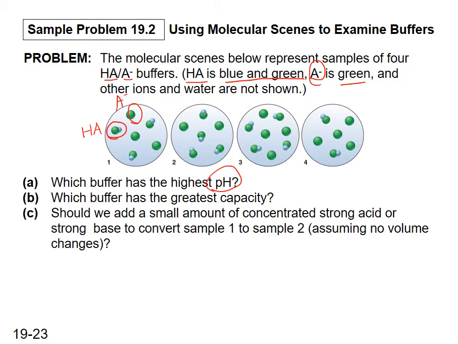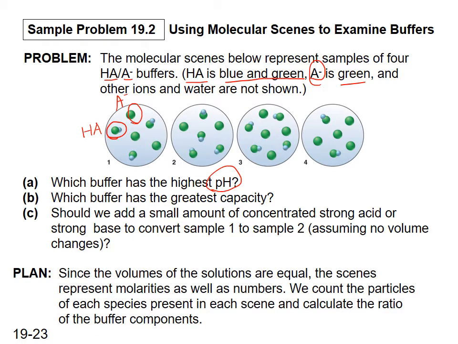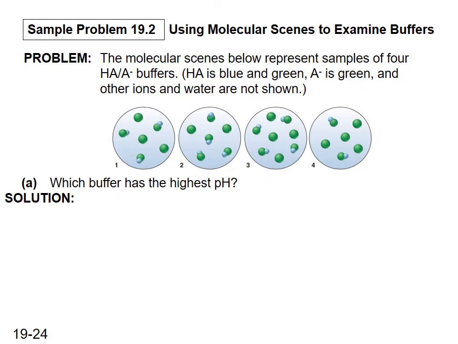Now to find the pH, we need the ratio of base over acid. Since the volume of all the samples is the same, all we need is to count the particles of each species present in each scene, and that will represent the molarities, and then we calculate the ratio of the base over acid. Let's count the acid and the conjugate base in each scene.